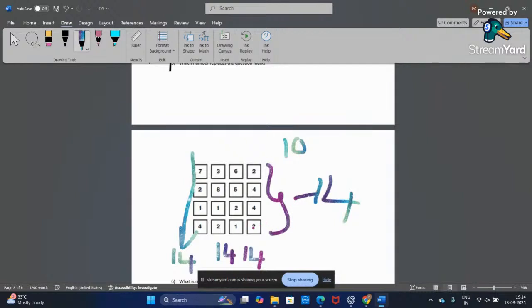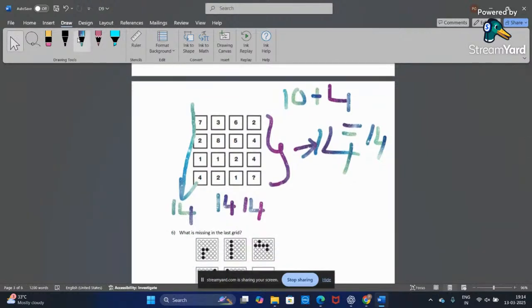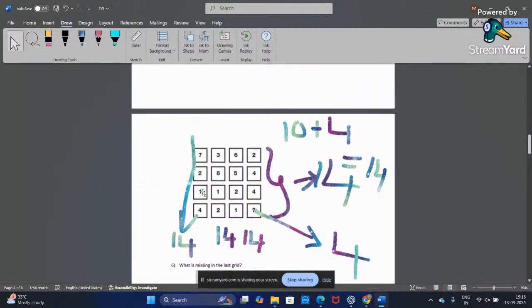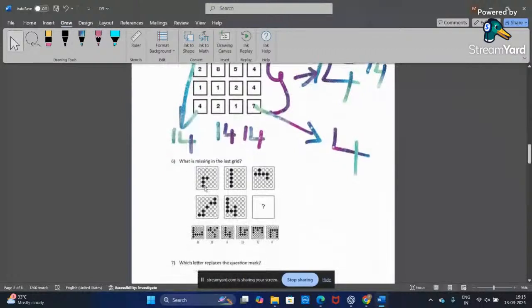Then what will be this question mark? Because when we are adding, it should be 14. So how much we need to add to get 14? It is 4, right? So when we add 4 to this number, we'll get 14. So the question mark will be replaced with 4. This is how we need to solve the puzzle problems.